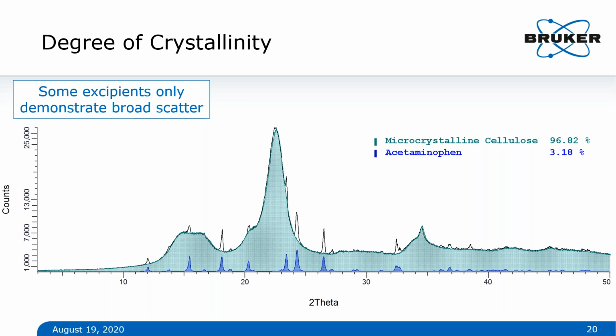So what we can do is we can actually look at the ratio between your amorphous phase and your crystalline phases and give a quantification of how much of my signal is crystalline or sharp diffraction peaks versus how much of my signal is broad or from an amorphous phase.